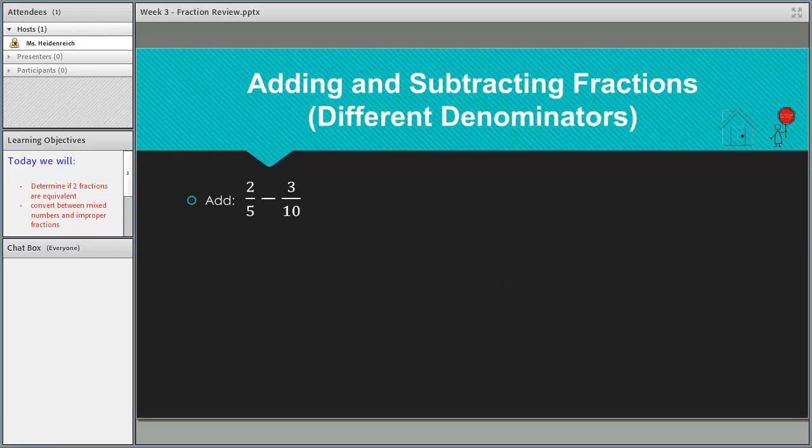Okay, so now we're going to finish this up with adding and subtracting and doing different denominators. So now we have a 5 in our denominator and a 10. And we need to get a common denominator in order to subtract these fractions. So it turns out that the least common denominator here would be 10, because 5 goes into 10 and 10 goes into 10. So I'm going to change that 2 fifths to have a denominator of 10, which means I need to multiply the 5 by 2, and thus multiply the numerator by 2. So we end up with 4 over 10 as our equivalent fraction.